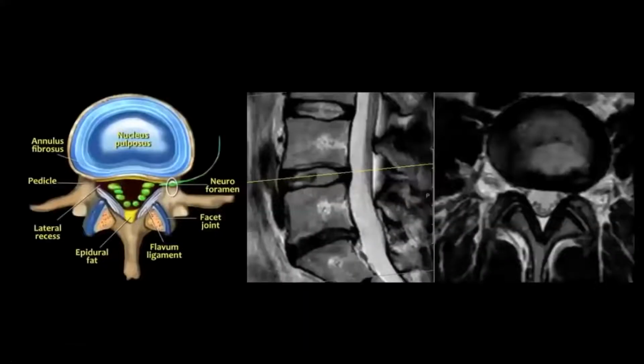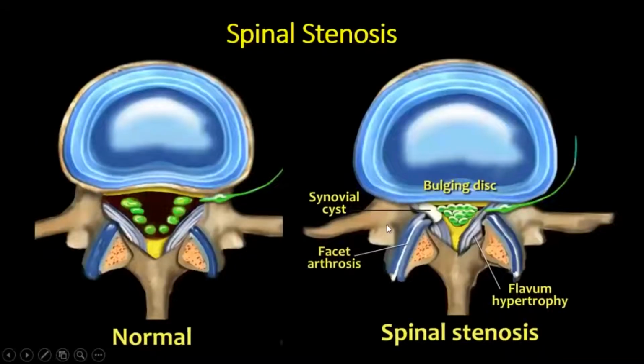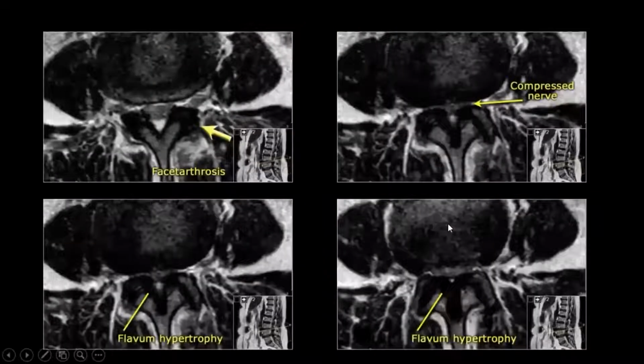Now, there can be other causes of spinal canal, lateral recess, or foraminal narrowing, which could be due to any one of the adjacent structures. This could include hypertrophic degenerative changes of the facet joint, which could be associated with synovial cyst. It could be due to hypertrophy of the ligamentum flavum. It can also be due to abnormal epidural fat, and we'll see all of these one by one.